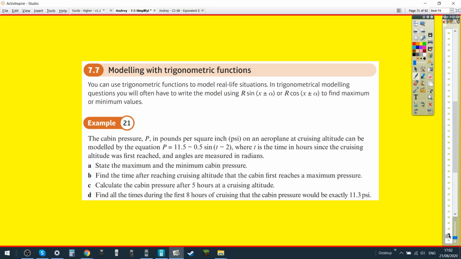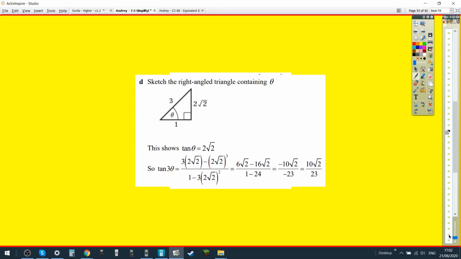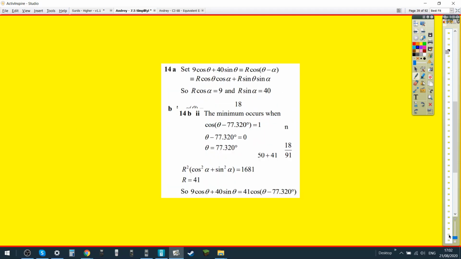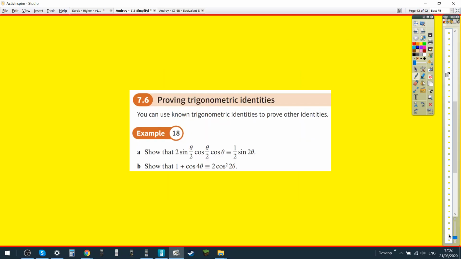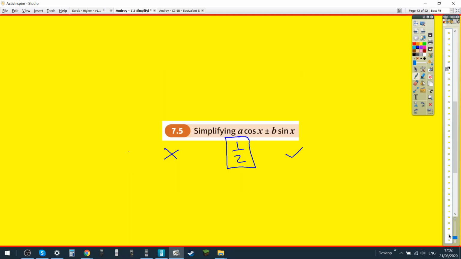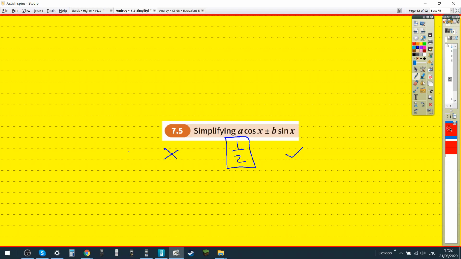So modeling with trig functions, that's just applying it to the real world. And the one before that is trig identities. Is it? Proving trig identities. All right. We're nearly finished with this trig stuff. Any questions for me in general?